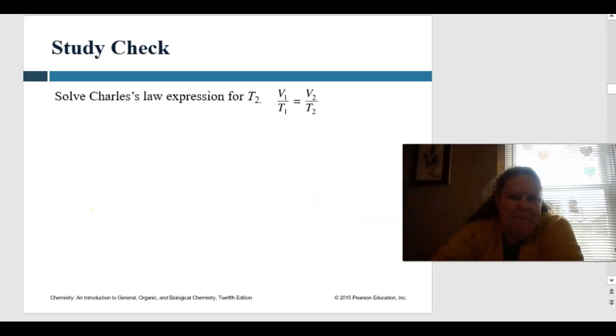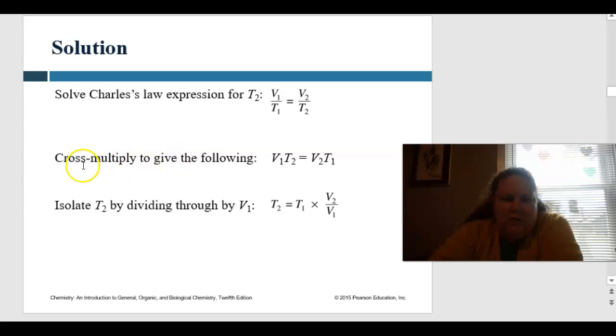So let's try our hand at this and solve the Charles' law expression for T2. Pause, think about it, come back. So simply cross multiply to give the following, and then we're going to isolate T2 by dividing by V1, and so that ends up rearranging to T2 equals T1 times V2 over V1.